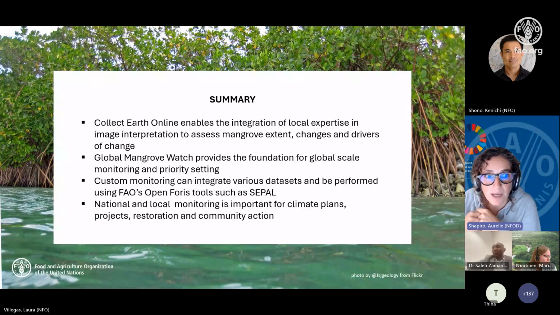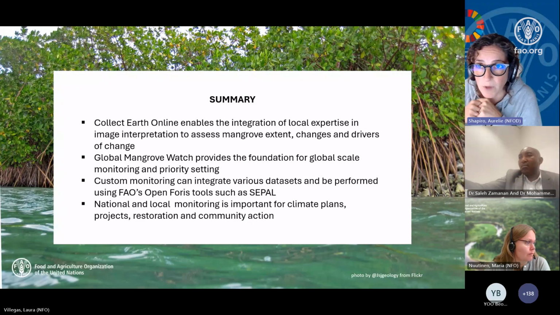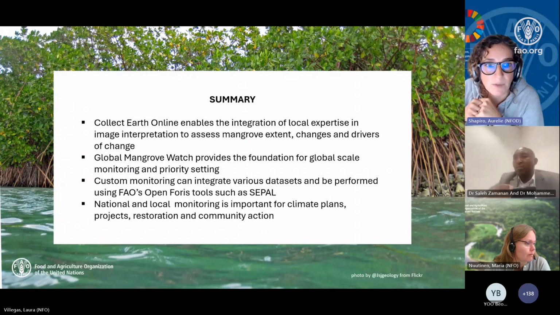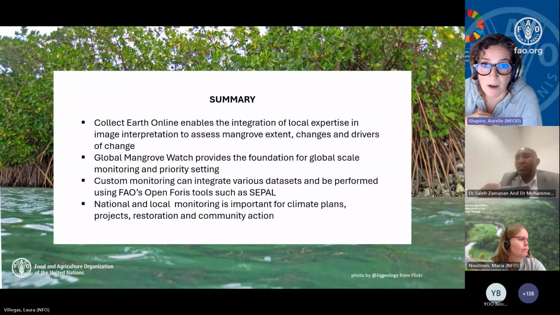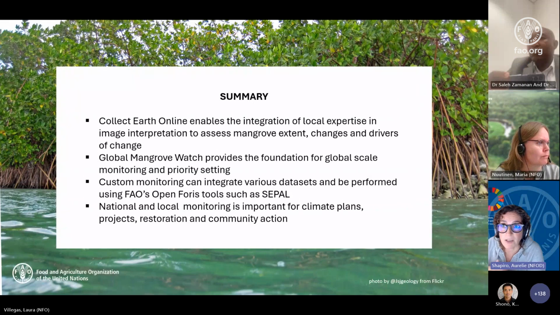So we saw that Ken started out with an example from Collect Earth Online. It's a free tool from the Open Forest Toolbox to help integrate local experts into validating or assessing mangrove extent and changes. This can be done online or offline. I encourage you to look up the Open Forest Toolbox. My colleagues will share that in the chat.